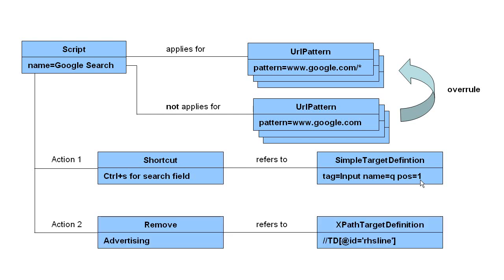Let's add a second action, for example a remove action for the advertising. The second possibility to define a target is with an XPath expression.